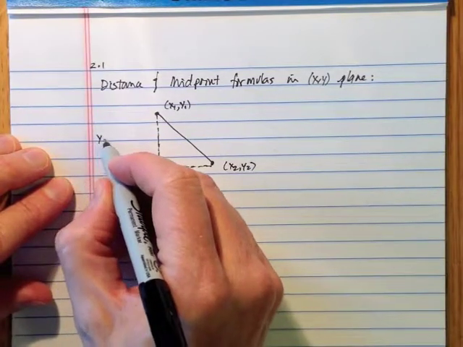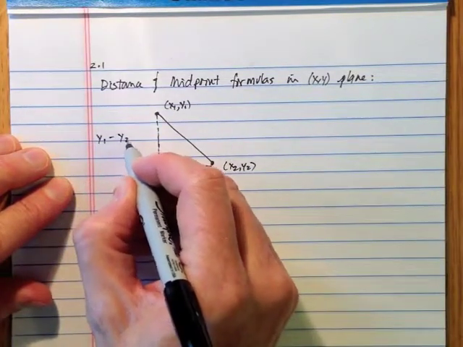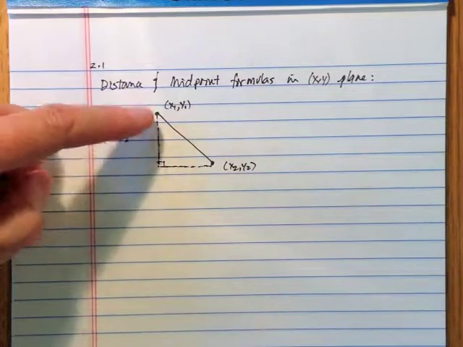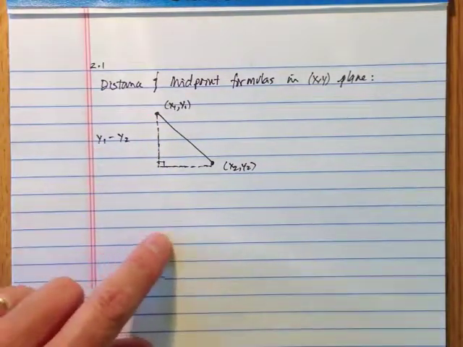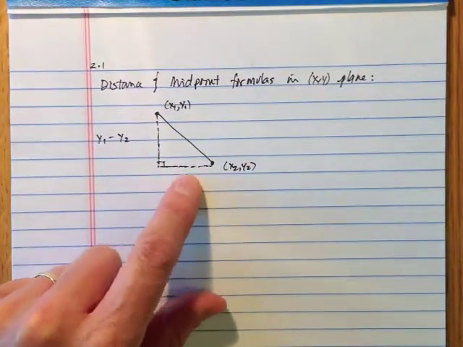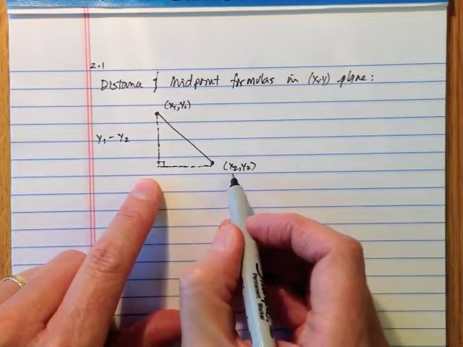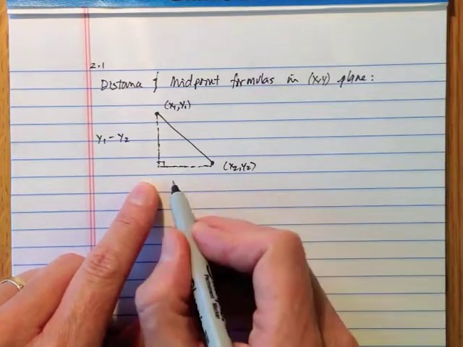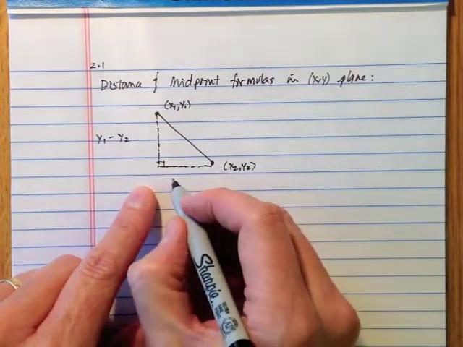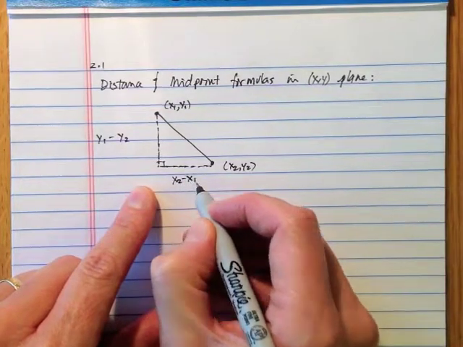So I guess in this picture it's y1 minus y2 because I can tell from this picture that y1 is bigger than y2. And this horizontal distance is, well, x2 is bigger than x1 because x2 is to the right of x1 in this picture. So that distance is x2 minus x1.